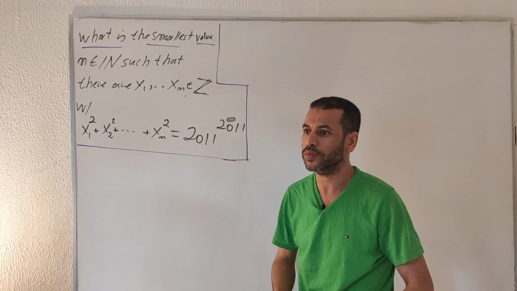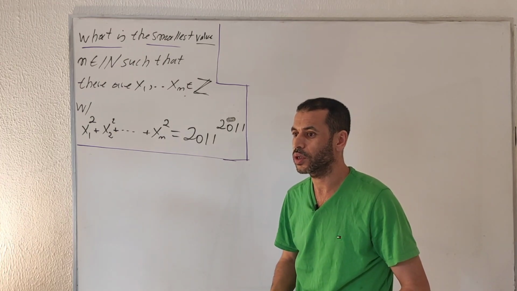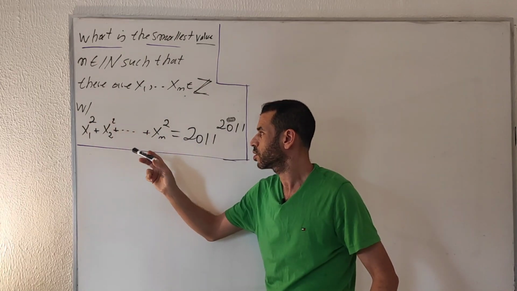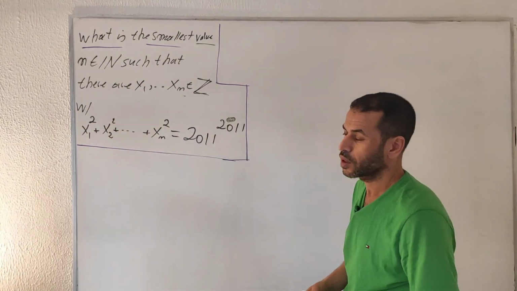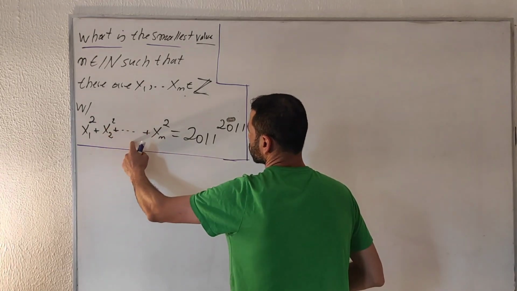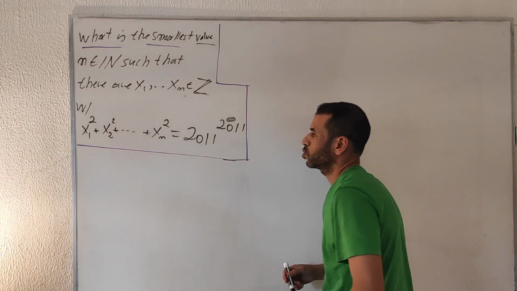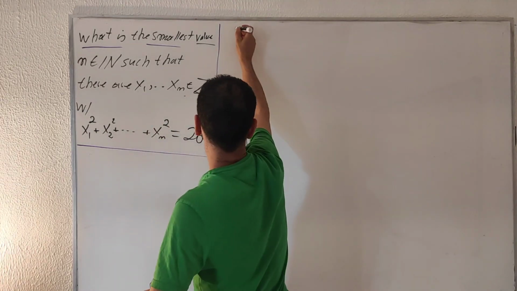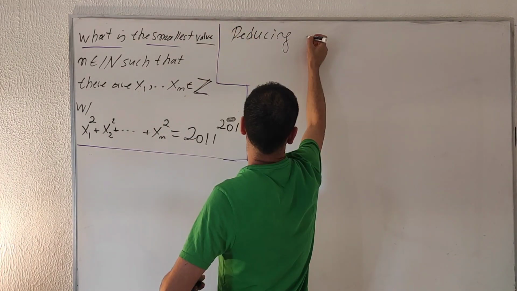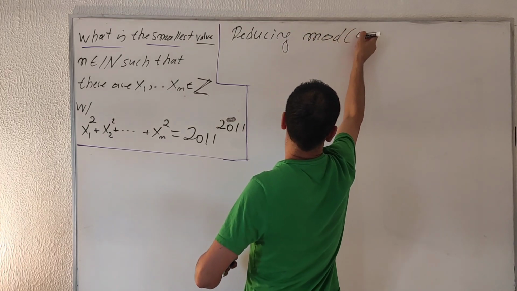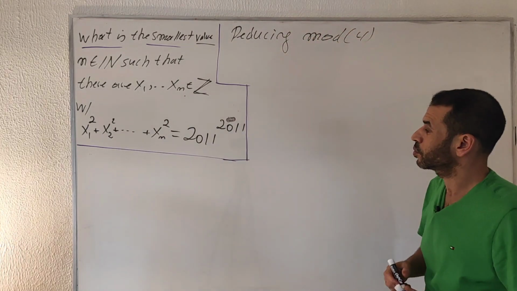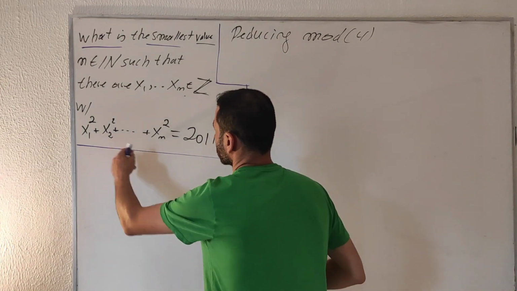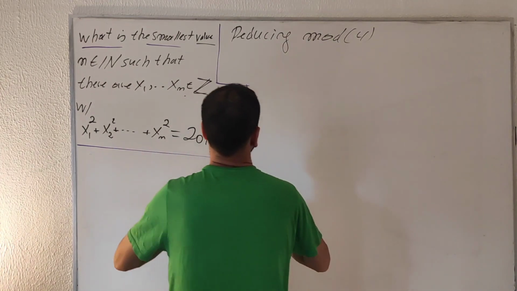So as you know, for the square, the best number we are going to choose as a mod here is mod 4. Okay, reducing mod 4. Because mod 4, if I use the chart here, we are going to see what the values are. So let's check.